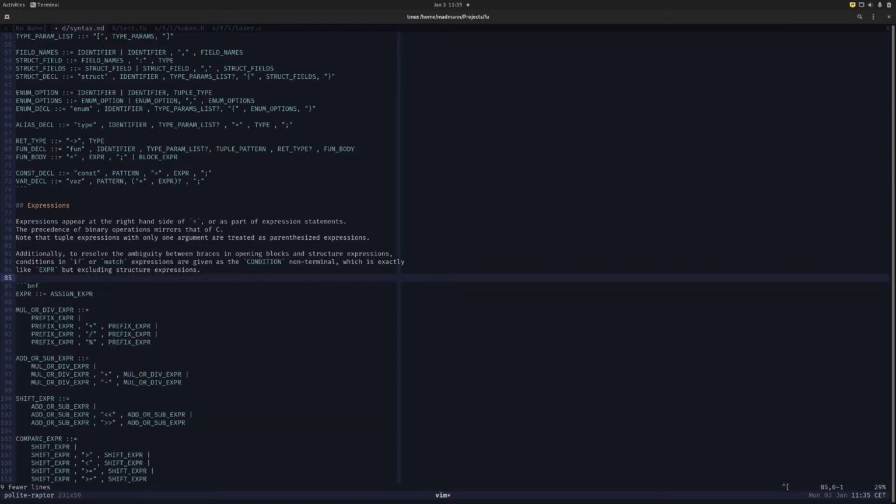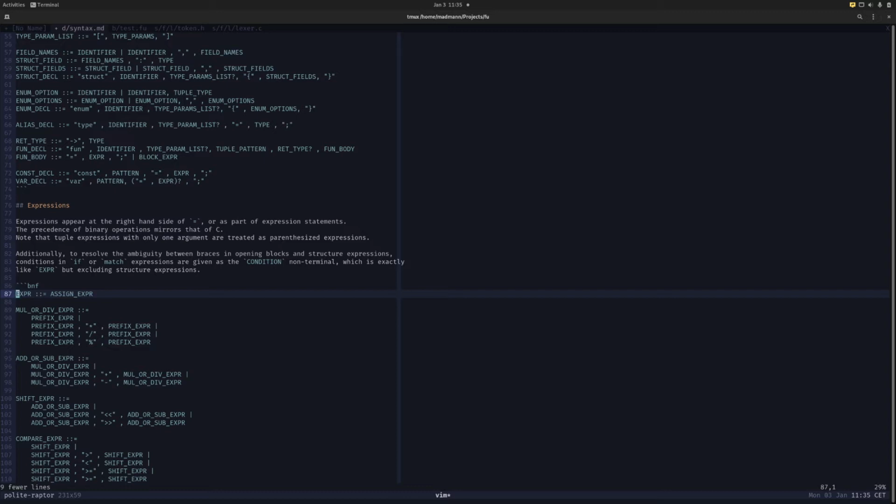So what we do here is we have a special case to deal with conditions, which is a condition non-terminal, which is just like the regular expression. And by regular expression, I mean the normal expression, not regular expressions as in the ones that you parse, but you know what I mean. Essentially, it's just like an expression, except I omit structure expressions in them.